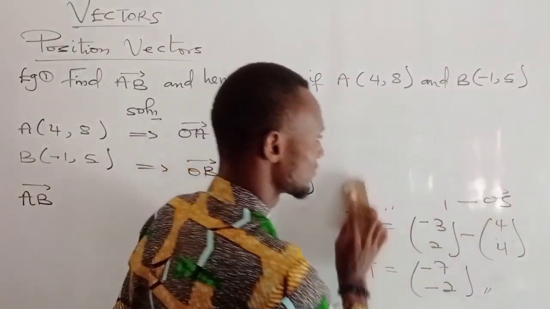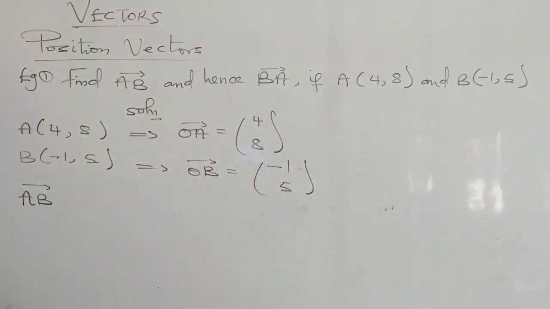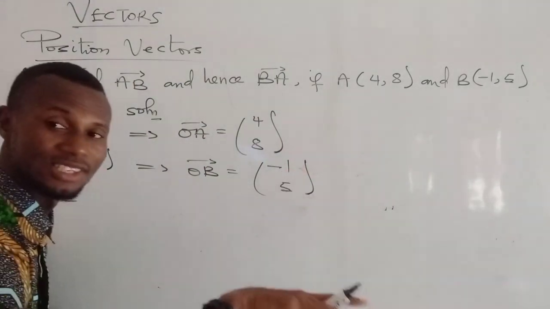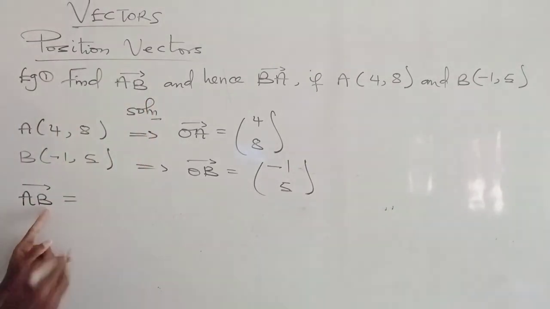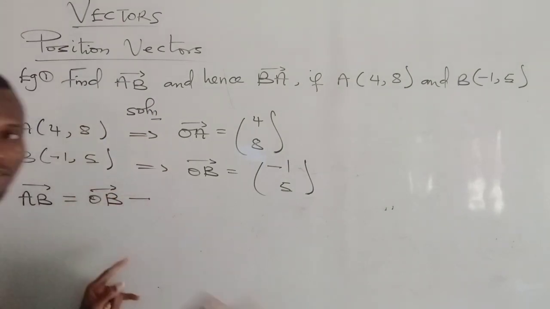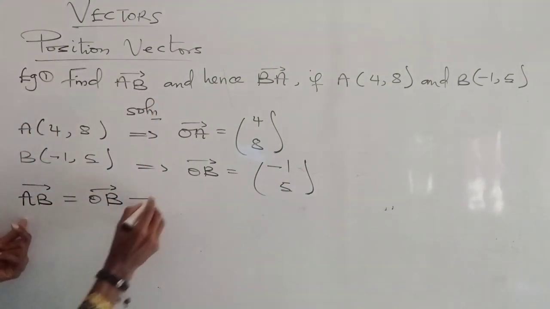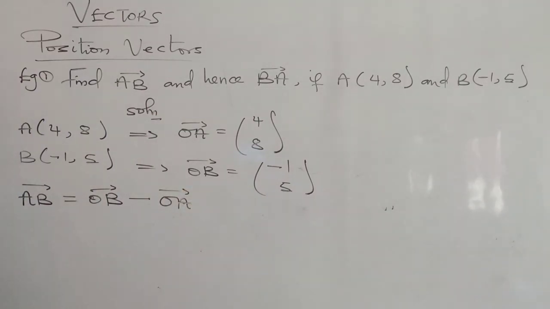Let me clean this from here so that we can have enough space to continue. So now coming back to the AB, to get my AB, it's going to be the position vector of the last letter, which is the B here. So it's going to be OB minus the position vector of the first letter, which is the A here. So it's going to be OA. I hope you understand. So now we just input our values.